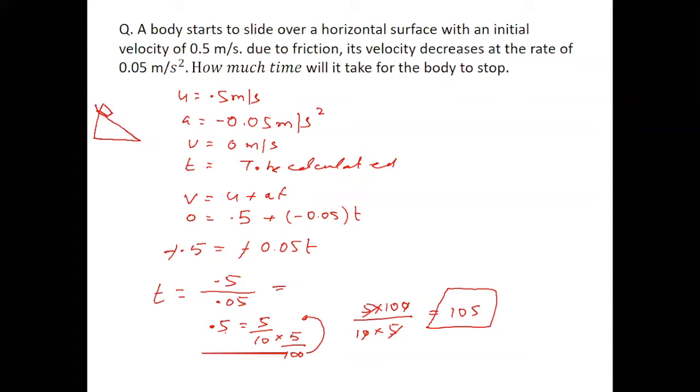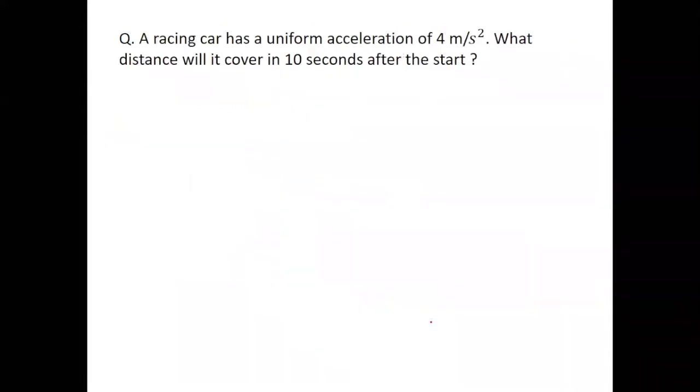So we'll take one more numerical. A racing car has a uniform acceleration of 4 meter per second square. What distance will it cover in 10 seconds after the start? So here, in the question, they ask for the distance. So for distance, there are only two formulas we have, second and third. Okay.